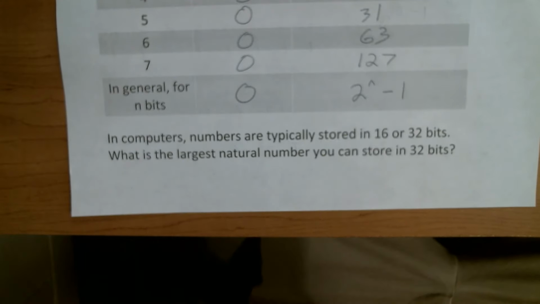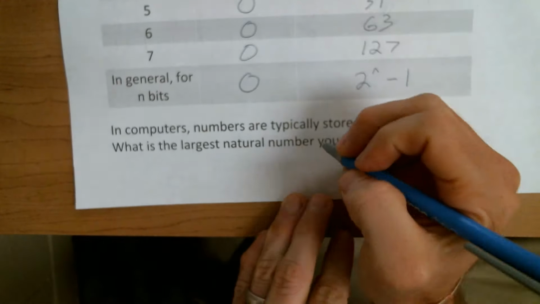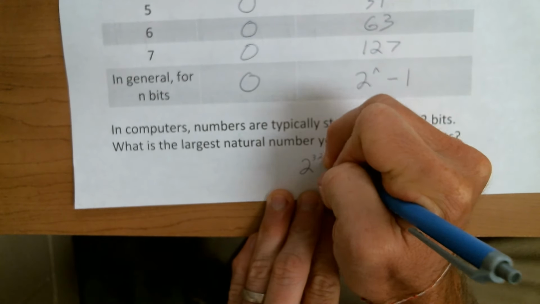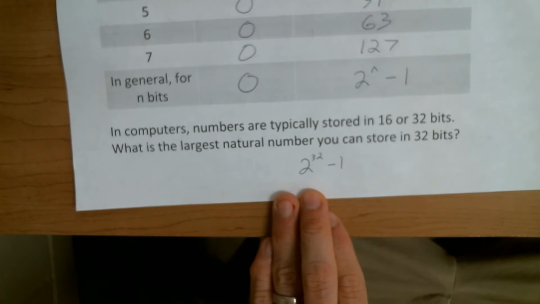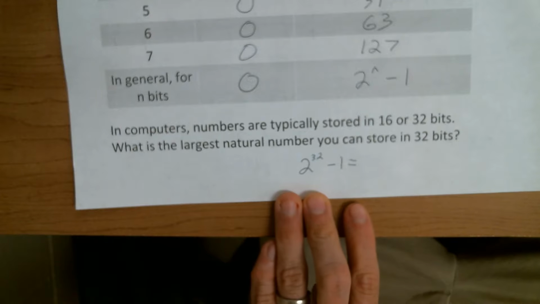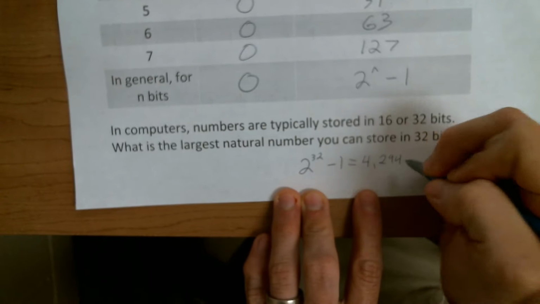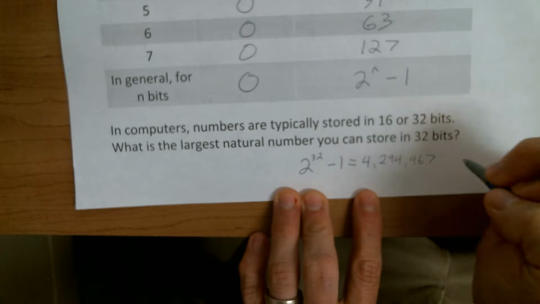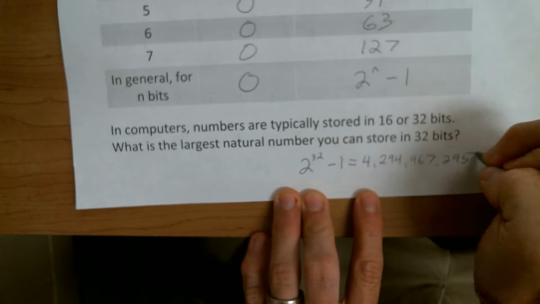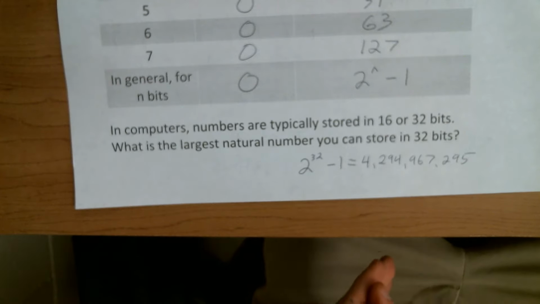In computers, numbers are typically stored in 16 or 32 bits. So what is the largest natural number you can store in 32 bits? Well, using our little formula, it would be 2 to the 32nd minus 1. I'm assuming most of you can do that in your head, but if you can't, it's 4,294,967,295.